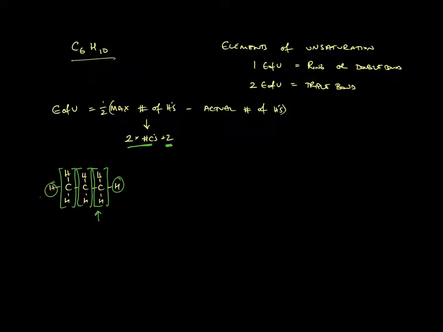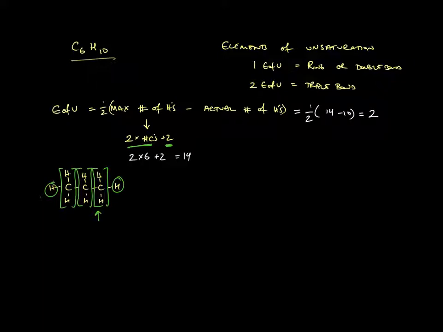All right, so the math for this would work out with C6H10 as 1/2 times the max number of hydrogens would be, in this case, 2 times 6 plus 2. 2 times 6 is 12, plus 2 is 14. So the max number of hydrogens would be 14, and the actual number of hydrogens is 10. And so you get 1/2 times 4, and the number of elements of unsaturation in this molecule must be 2.